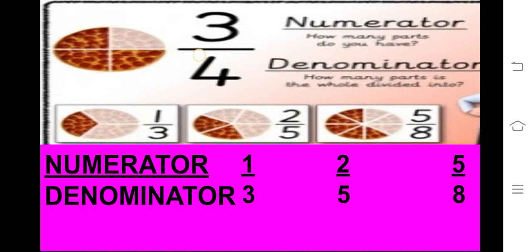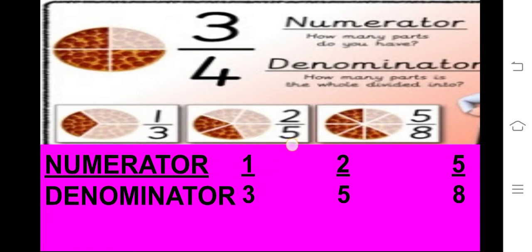Look at this figure. This is a whole. It is divided into 4 parts. So 4 you have to write down, and colored parts 1, 2, 3. Shaded part is 3. So 3 you have to write on the top. So 3 becomes numerator, 4 becomes denominator. All the numbers on the top are called numerator, and the numbers below are called denominator. Look at this figure. It is cut into 3 parts and only 1 is shaded. So 1 becomes numerator, 3 becomes denominator.